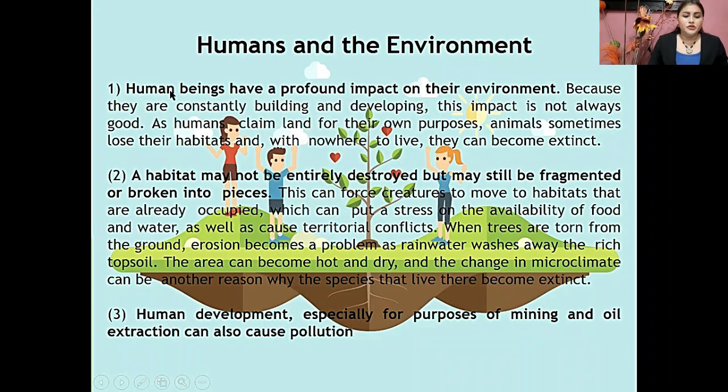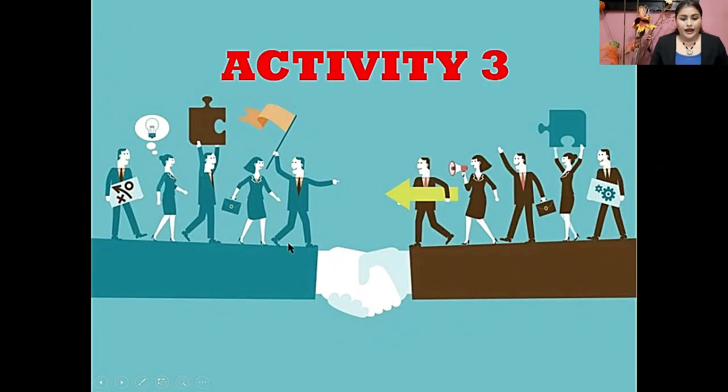Here, number one, human beings have a profound impact on their environment. This is number one, all of this, yeah? Number two, a habitat may not be entirely destroyed, but may still be fragmented or broken into pieces. Yes. Okay, you have to read this. This is number two. And the last one, number three, human development, especially for the purpose of mining and oil extraction, can also cause pollution. Okay, you have to read this to do the next activity.